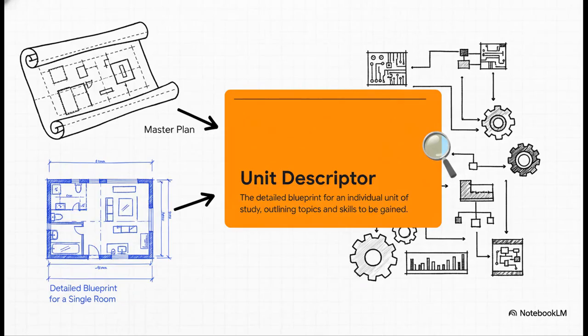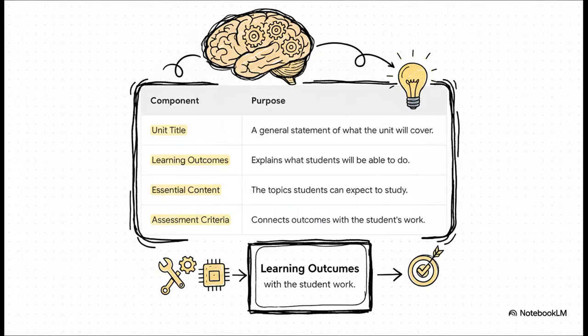Okay, let's zoom in on this key term you're going to hear a lot, the unit descriptor. Think of it this way. If the whole qualification is the master blueprint for a skyscraper, the unit descriptor is the detailed plan for one single floor. It's the official doc that tells you absolutely everything you need to know about that one module. And this breaks down the anatomy of every single one of those units.